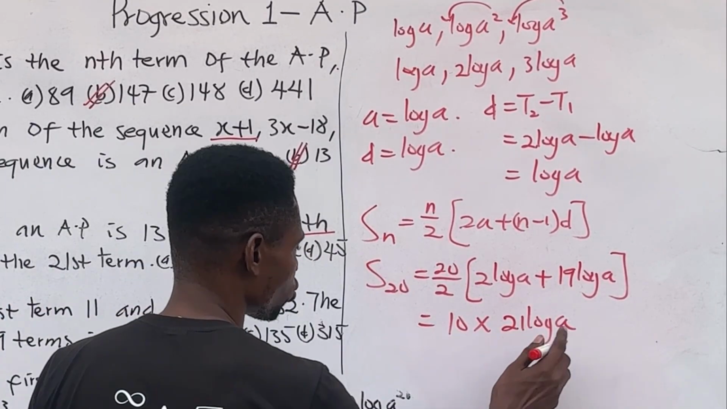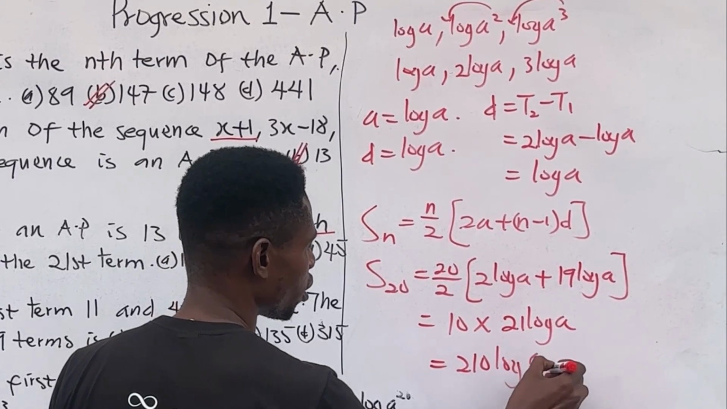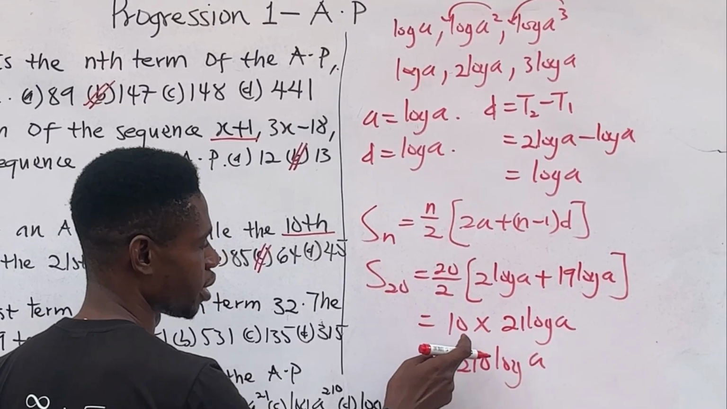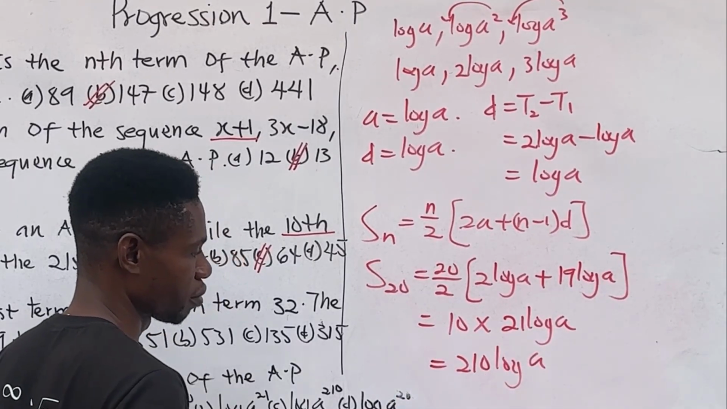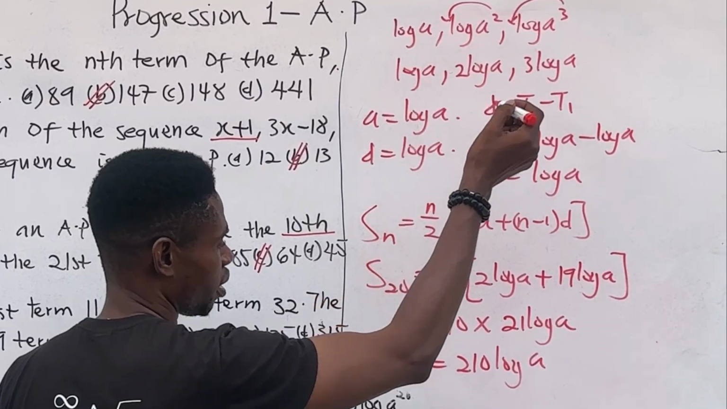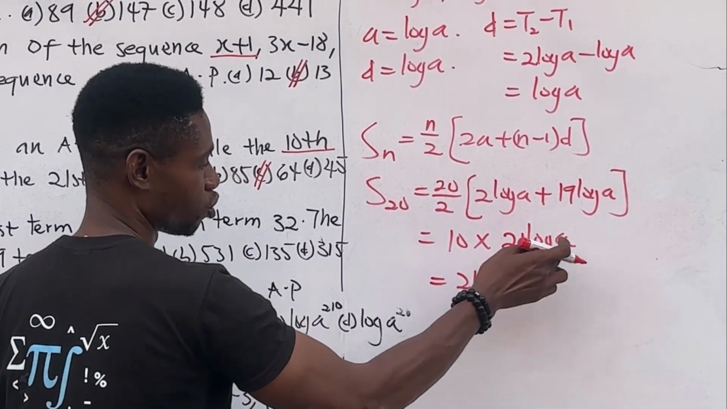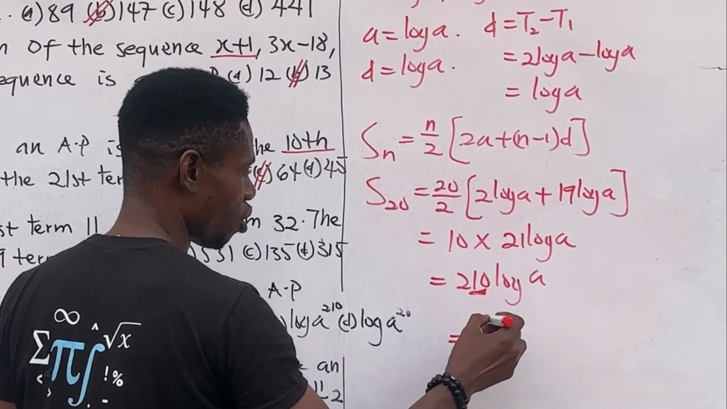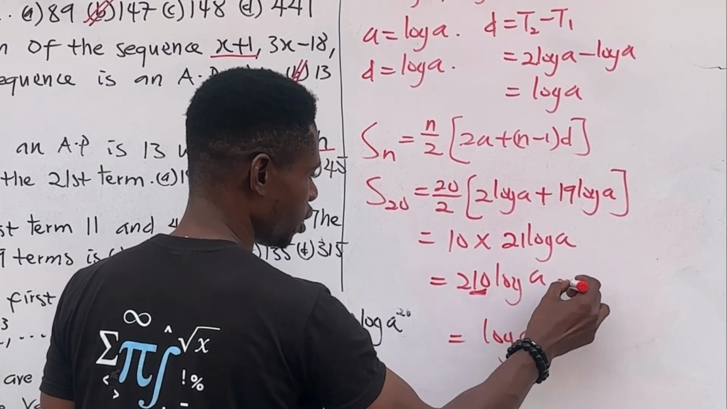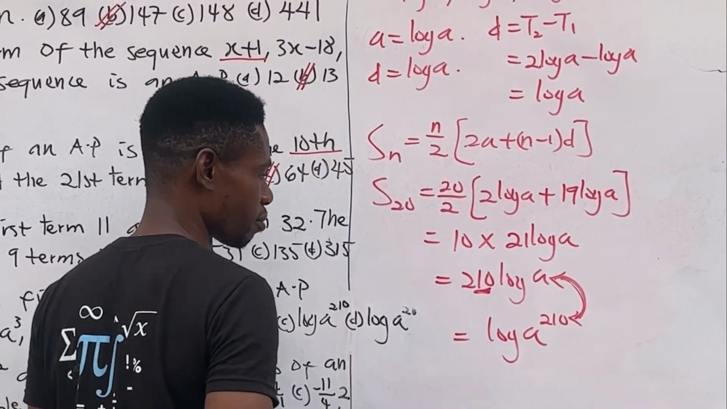If we multiply these two, we're going to have 210 log A. That's 21 times 10, that's 210 log A. Remember our laws of logarithm that we applied earlier: if you have this coefficient, you can bring it to the power. So this can be written also as log A raised to power 210. So these two are equivalent, and that's our answer.